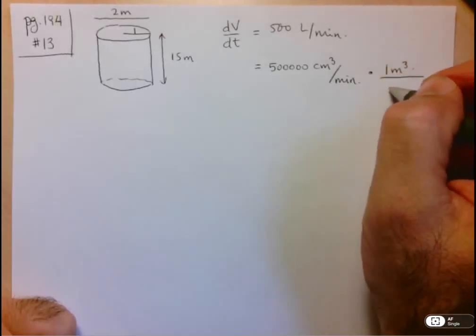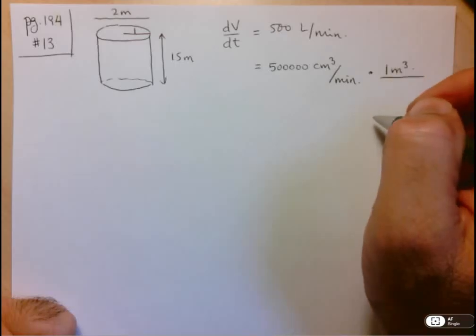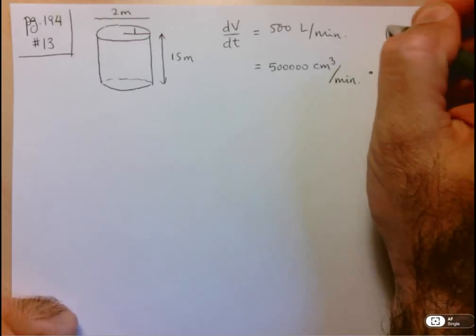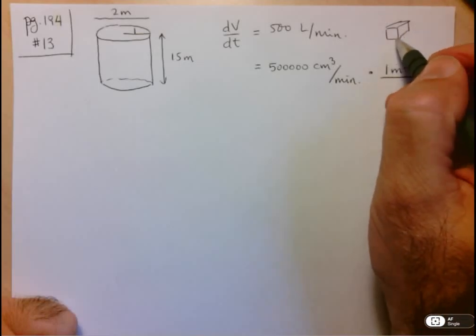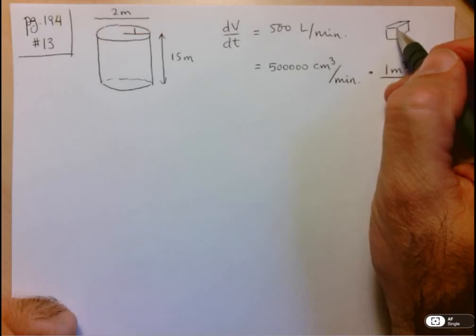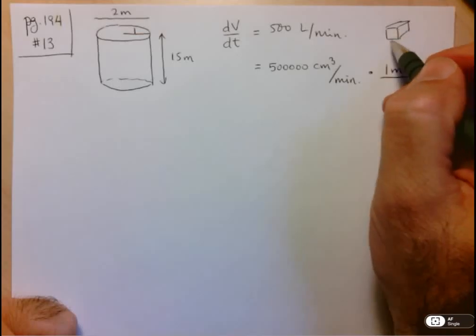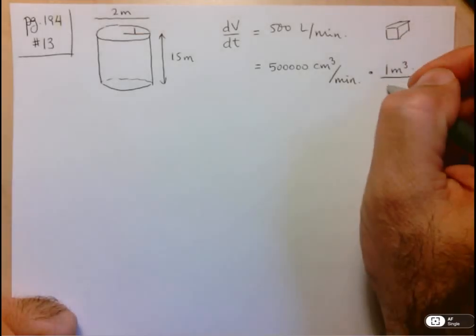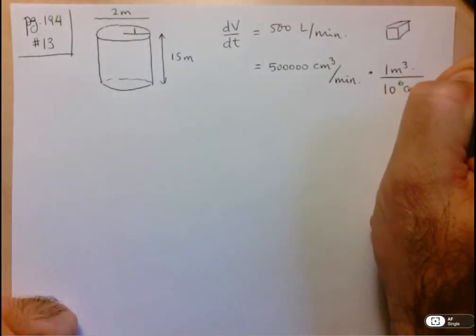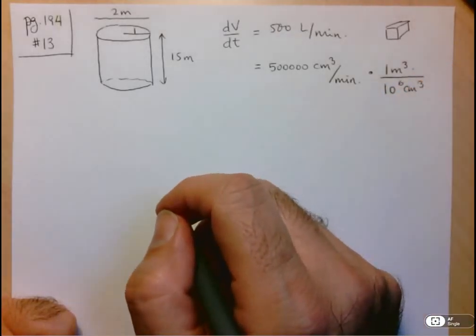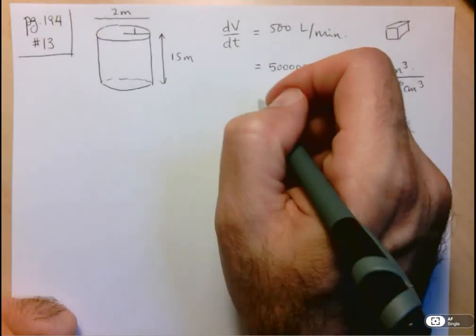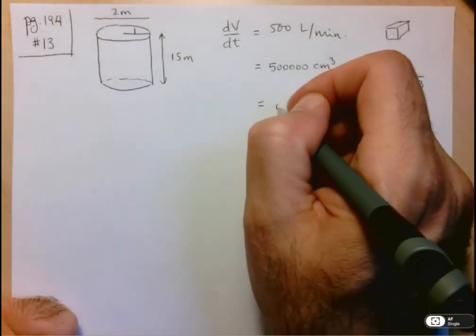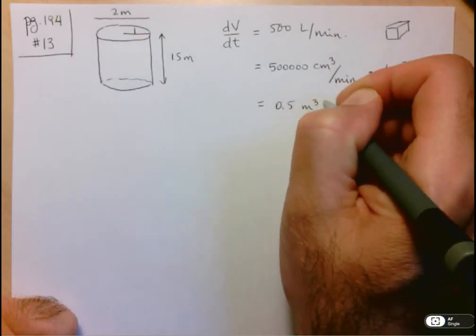So in the denominator, we have to have how many centimeters cubed in a meter cubed. If you think about a little cube, say this is 1 meter cubed, that means each side length is 100 centimeters. So 100 times 100 times 100, which is going to be 10 to the 6, so 1 with 6 zeros. So I'm going to be dividing this by 10 to the 6 centimeters cubed. And so here we've got 500,000 divided by a million, so I don't need my calculator for that. That's just going to give me 0.5 meters cubed per minute.